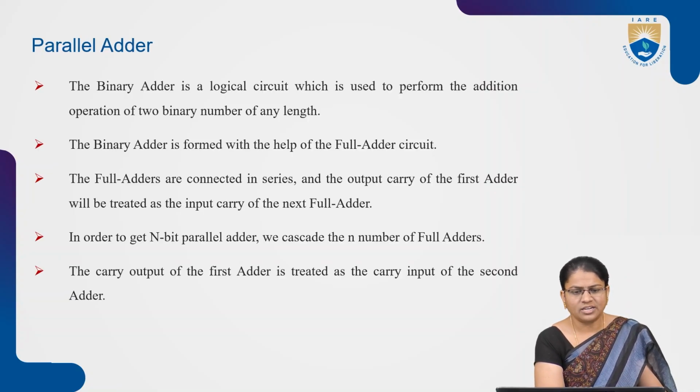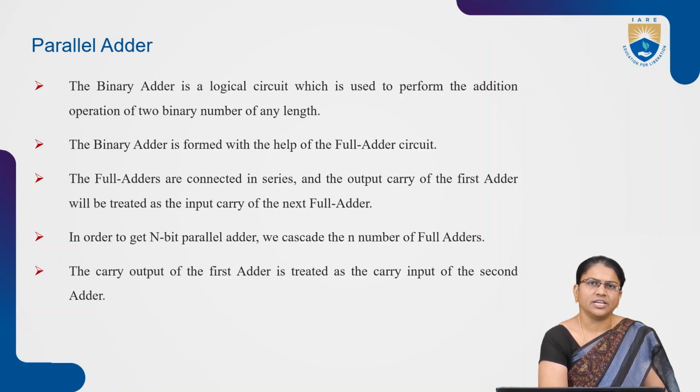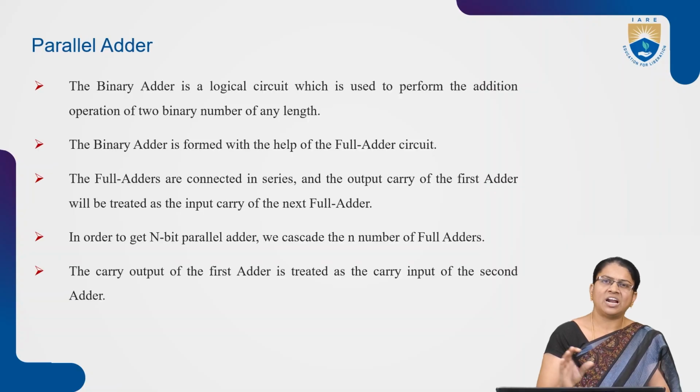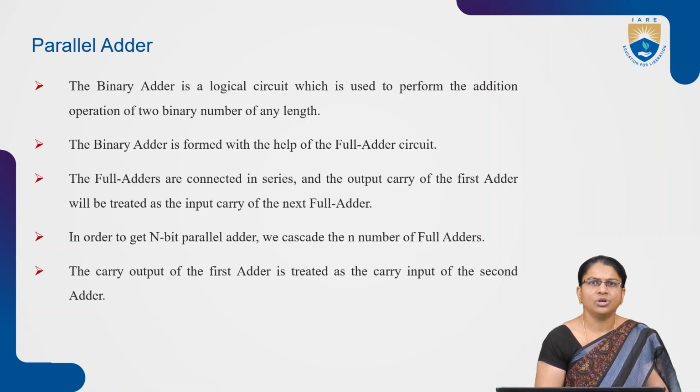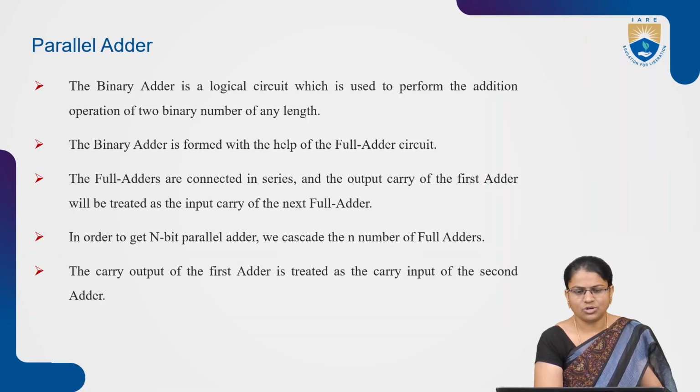So here the full adders are connected in series, and the output carry of the first adder can be treated as the input carry to the next full adder. So in order to get this n-bit parallel adder, we are connecting the full adders in cascading mode in order to generate the sum and then carry. The carry from the first stage can be treated as the carry input to the second adder, right?